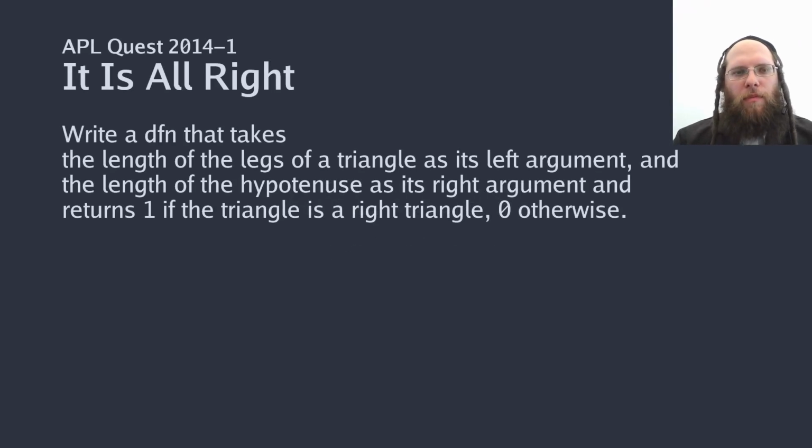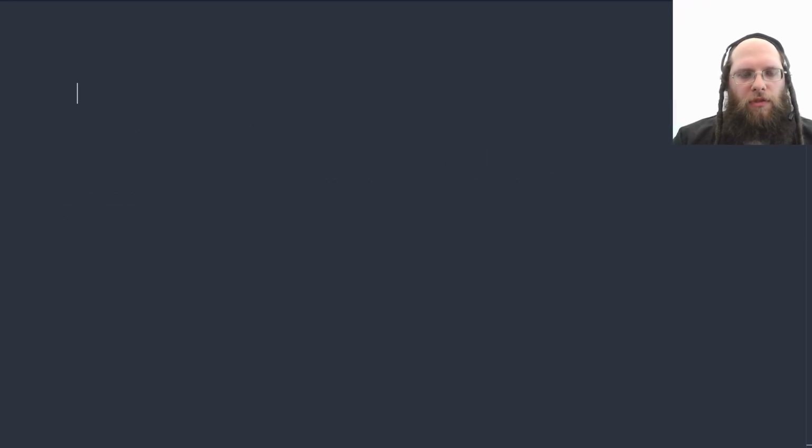This is the first problem of the 2014 set from the APL problem solving competition. We're given as left argument the two supposed shorter sides of a triangle, and as right argument the longer side. We are to check if these three numbers together can work as lengths of a right-angled triangle. It's of course natural to use the Pythagorean Theorem.